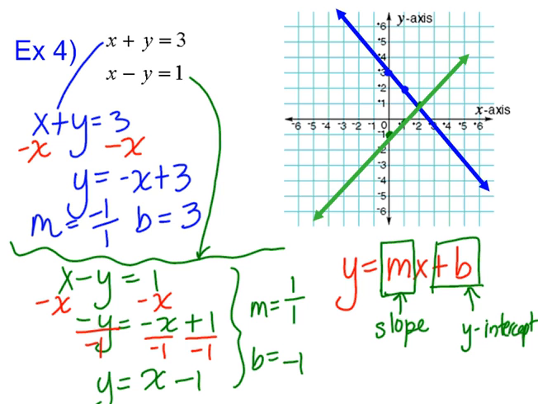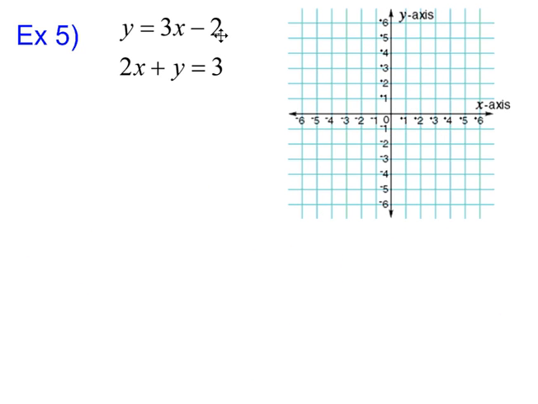And we're not done yet because remember, this is all about finding a solution. And where they cross, right there, that's our solution. So our solution to this problem then would be positive 2, positive 1. This would be the answer that satisfies both of these. We'll try it one more time.